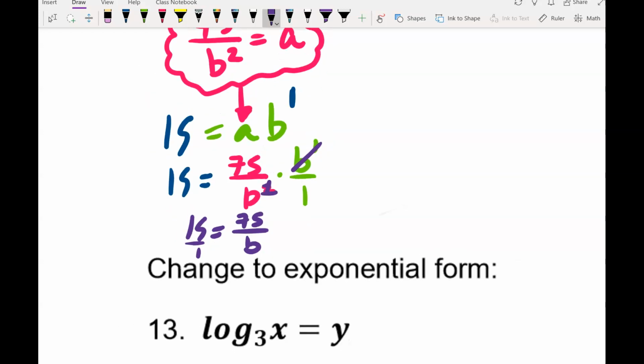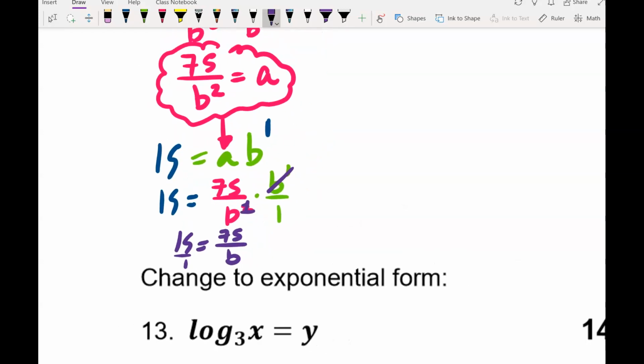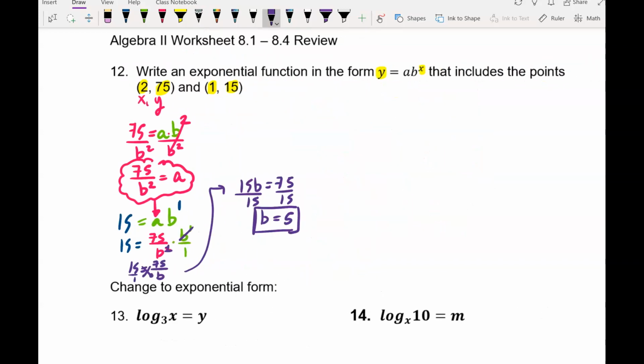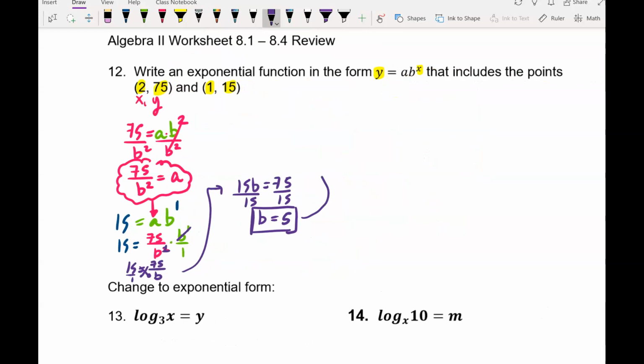Up to you. I know from geometry a lot of us like the cross product property, so I'll go ahead and do that here. So that'll become 15 times b is equal to 75. Divide by 15, and I can see that b is equal to 5. Now I like to box b because that's one of my major points. After you have b, you're going to plug it back in to solve for a.